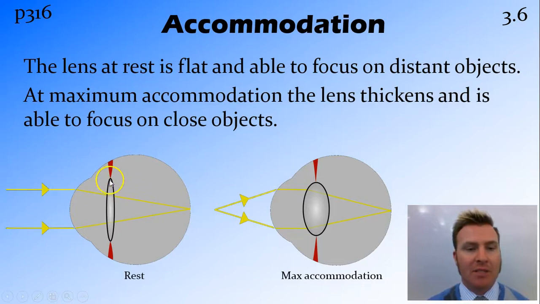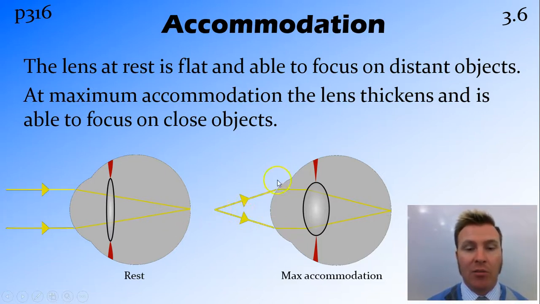So you can see, as we said, at rest, if a distance is far away, the lens needs to be fairly flat, so still convex, but not very convex. The light rays come in from that object and are focused on the back of the eye. For a far away object, these rays actually look parallel, but they're not. The focal point of them is so far out that they look parallel.